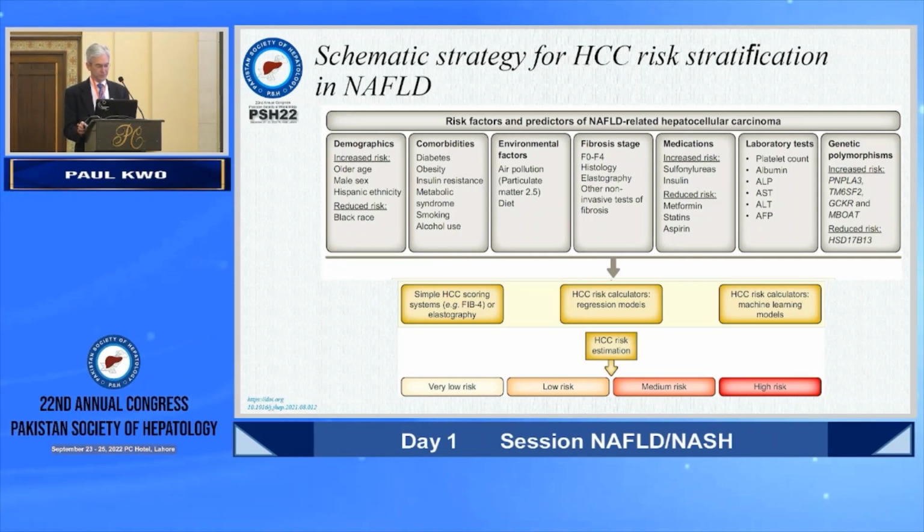These include looking at the demographics, the comorbidities, the genetic factors. We're going to have to try and work with them to modify their diabetes and metabolic syndrome medicines. So, for instance, we know metformin has been associated with a reduced risk of hepatocellular carcinoma. Statins and aspirin have been associated with a reduced risk of hepatocellular carcinoma, and we'll probably be prescribing some of these in addition to other therapies to try and reduce weight and reduce insulin resistance.